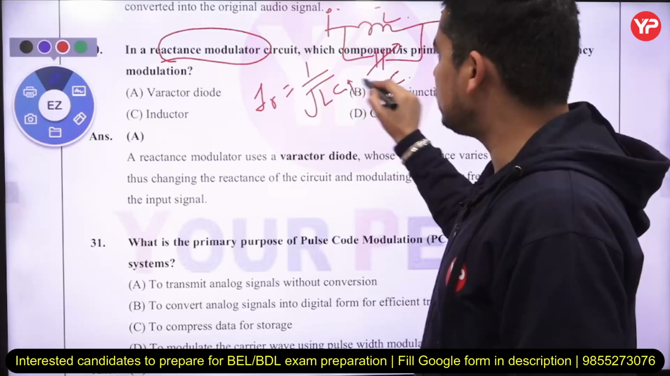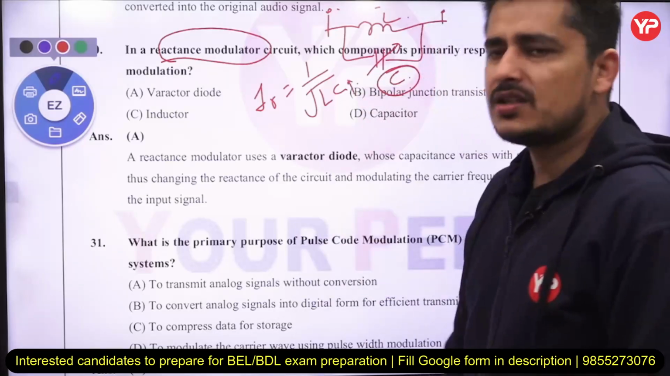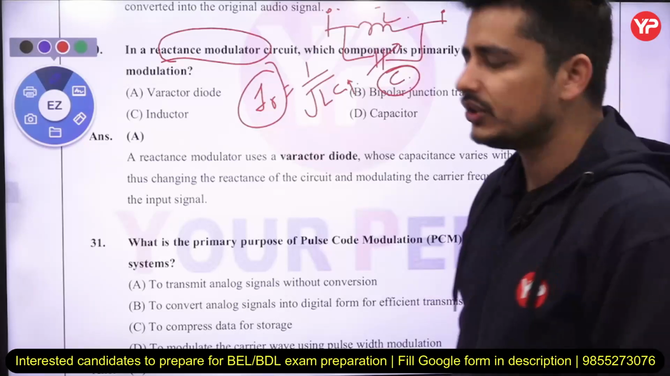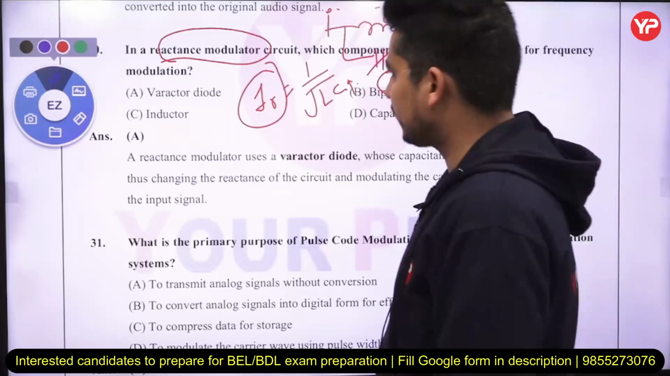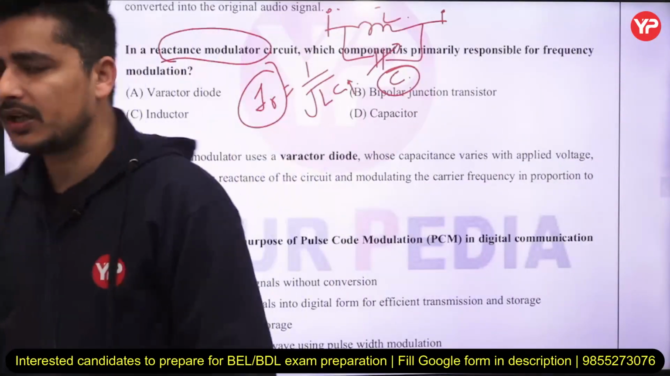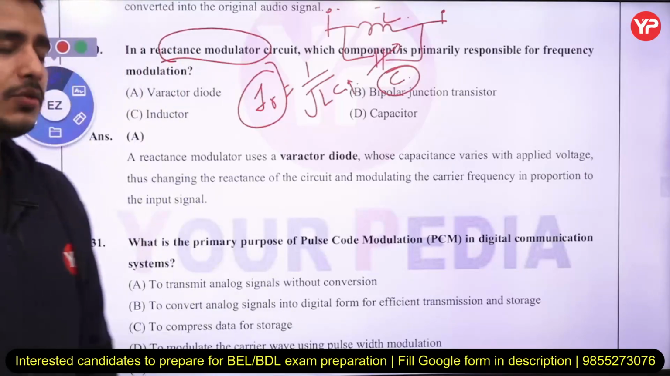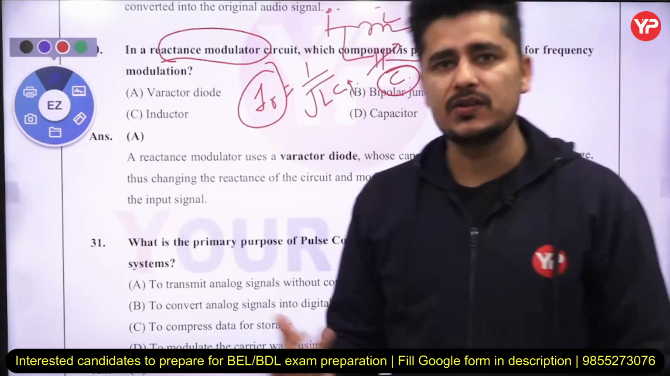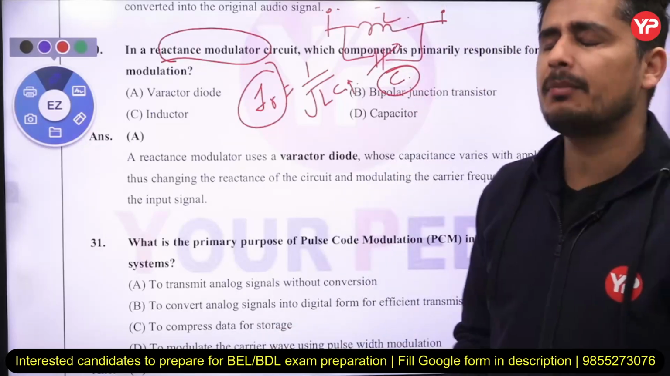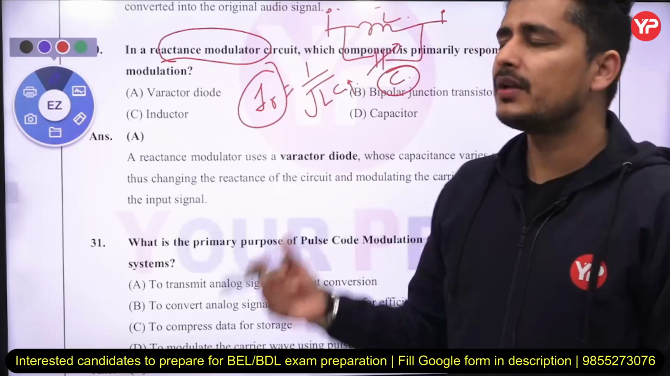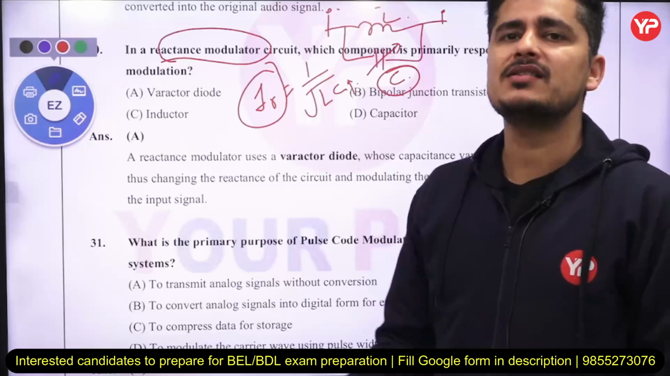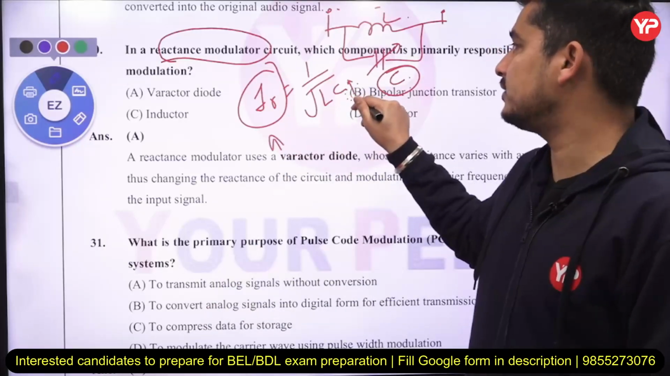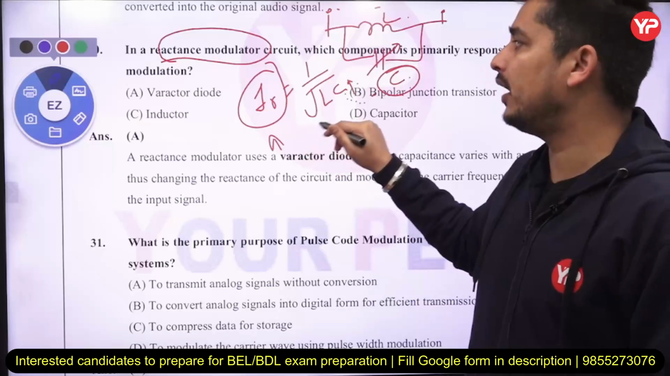So whenever I change this capacitor, the frequency of the generated sinusoidal signal also changes. So in this reactance modulator, we have a variable capacitor whose capacitance varies with respect to the applied message signal voltage. So basically, according to your applied message signal, your frequency will change, right? And your capacitance is changed according to that applied voltage.